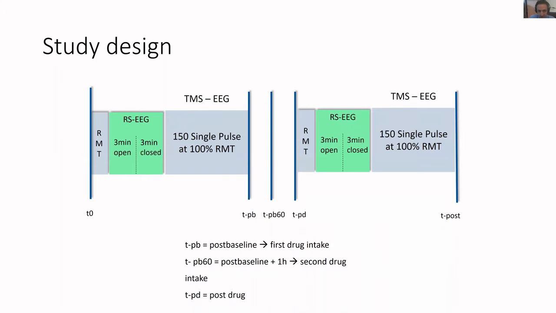So the study design is, so to say, a typical study design for studying drug effects. We measured the resting motor threshold before drug assumption. We had 3 minutes of resting state EEG, eyes open and eyes closed. And then a session of TMS-EEG, drug assumption at 2 different times, and then again the same paradigm repeated after the drug for studying the drug effects.